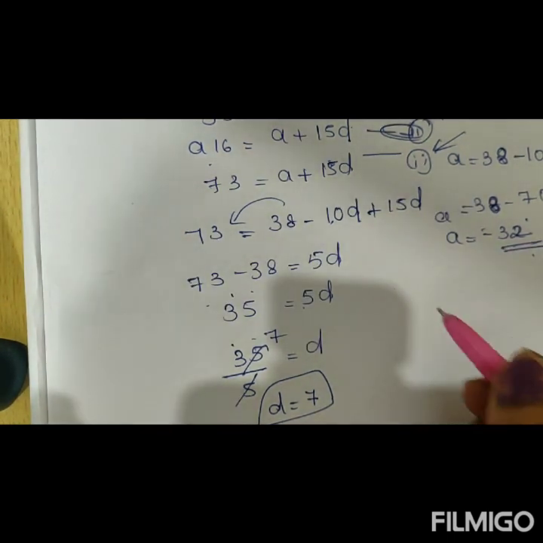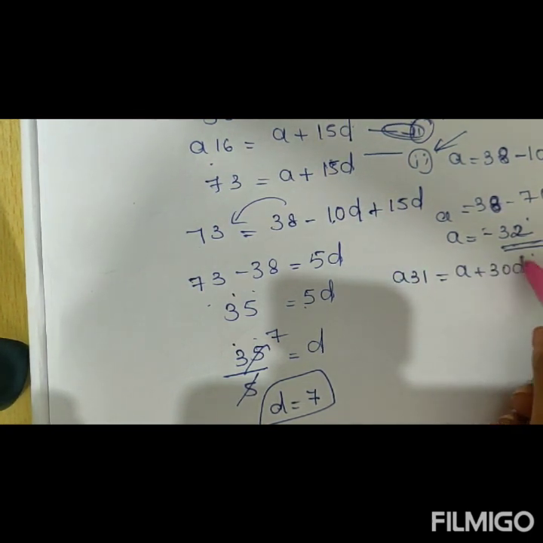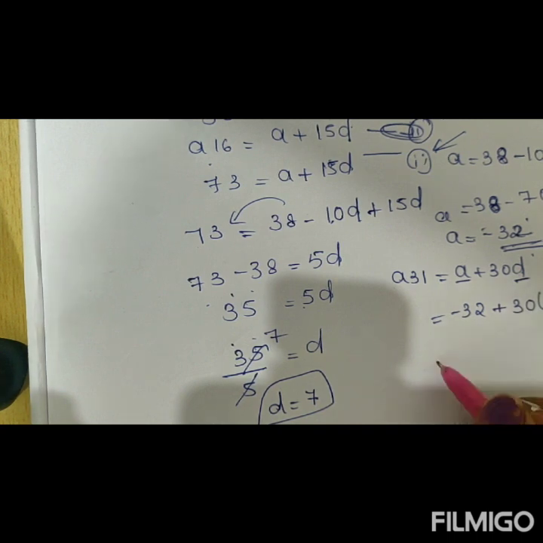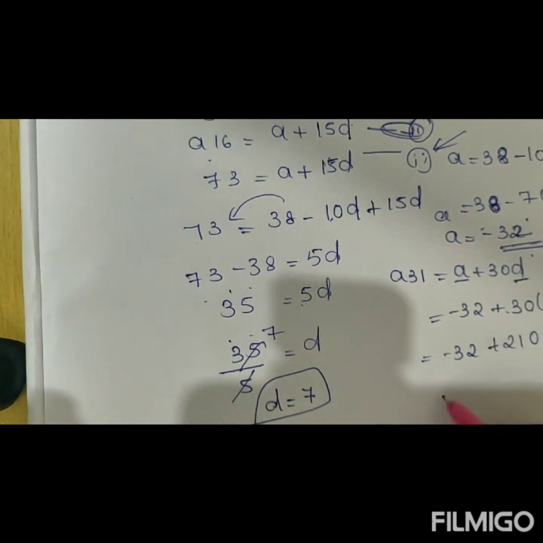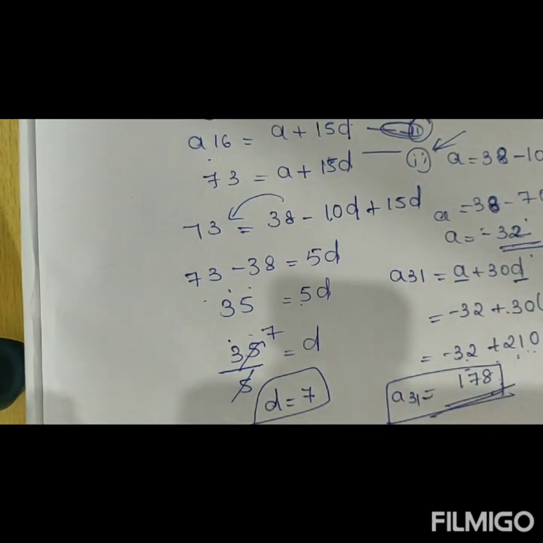Let's find out the value of A31. So we know that A31 is equal to A plus 30D. We have the value of A and D. So what is A? Minus 32 plus 30 into 7. So minus 32 plus 7 3s are 21, so A31 is equal to minus 32 plus 210. So 210 minus 32 is nothing but 178. A31 value is 178.